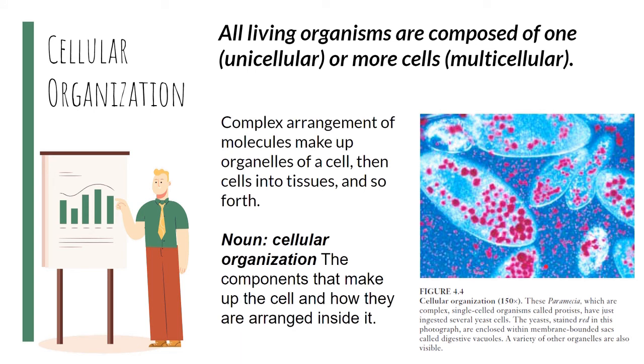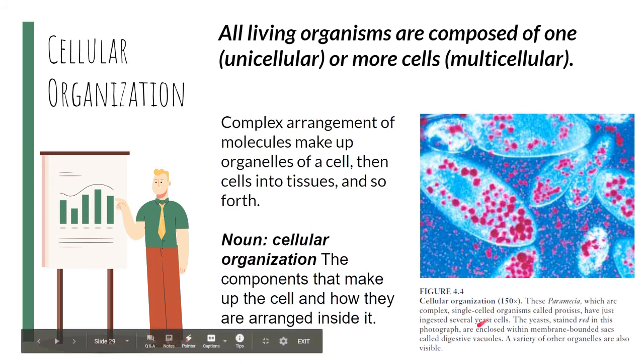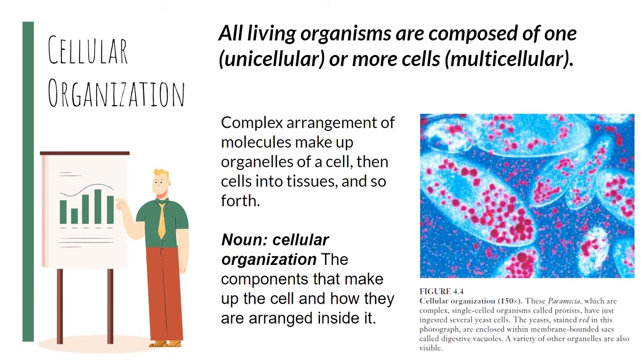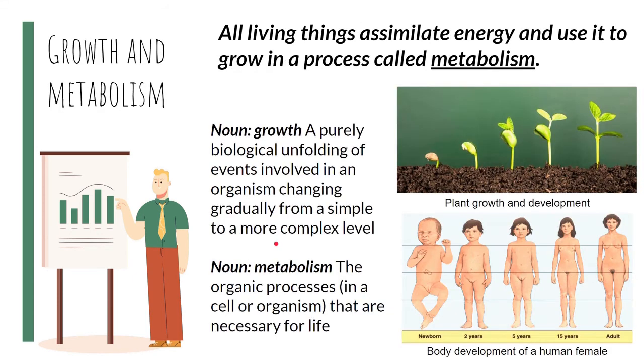And inside, they have ingested several yeast cells. So inside this cell are more cells of yeast. The yeast that are stained red are enclosed within membrane-bound sacs called digestive vacuoles. So this is considered a living thing because even if it's a unicellular organism, it's still made up of cells, and inside you can see here multiple yeast cells.